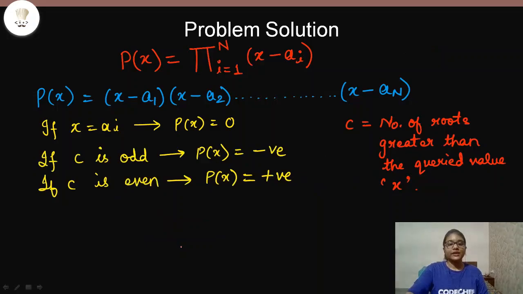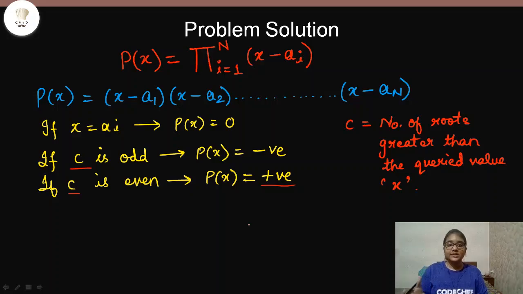So again, we have deduced that if this number c, where c is the number of roots which are greater than the queried value x, is odd, then the polynomial will result in a negative sign, and if this c is even, then the polynomial will result in a positive sign. So guys, this is the entire explanation of how this problem has to be solved.